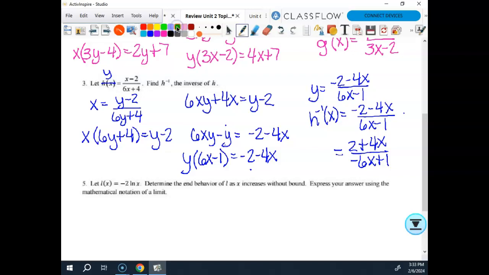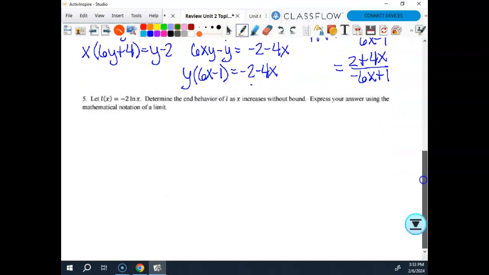All right. Number 5. So it says determine the end behavior. So end behavior means as x approaches infinity, or as x approaches whatever we can approach. And then here's what I did wrong on the answer key. I just put the limits of both sides. I don't need to put the limits of both sides. We'll go ahead and talk about them, but then I'll tell you why we don't need both of them. First of all, because it just says as x increases without bound. It doesn't say all the end behaviors. And it says express your answer using the mathematical notation of a limit.